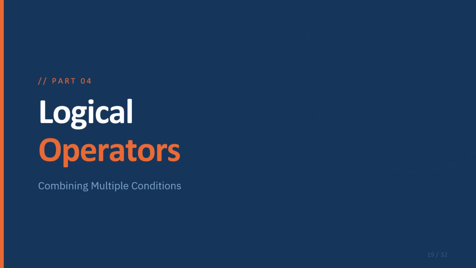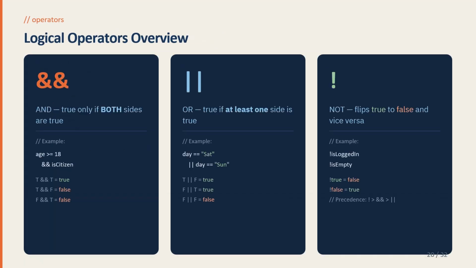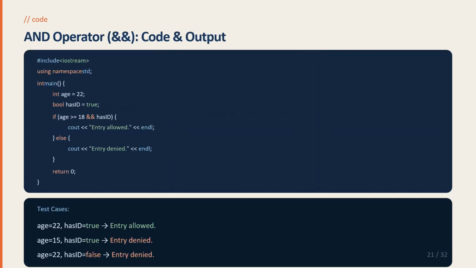Next comes the logical operators. These operators allow us to combine multiple conditions. Here C++ provides three logical operators: and, or, and not. The overview of logical operators is given here. We have gone through these logical operators in more detail in the operators and expressions videos.